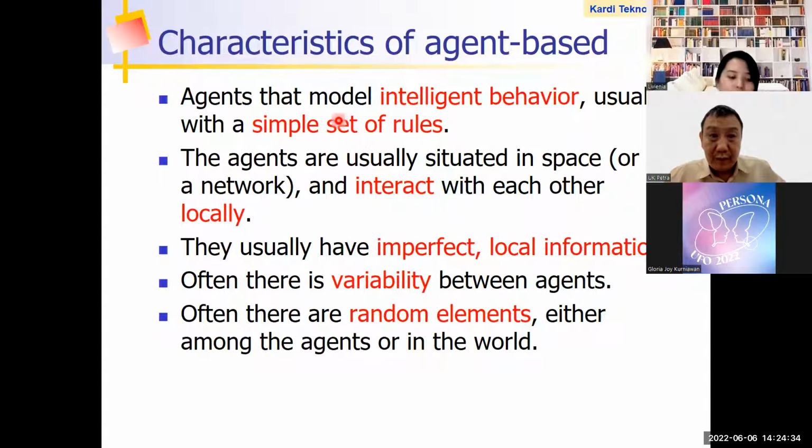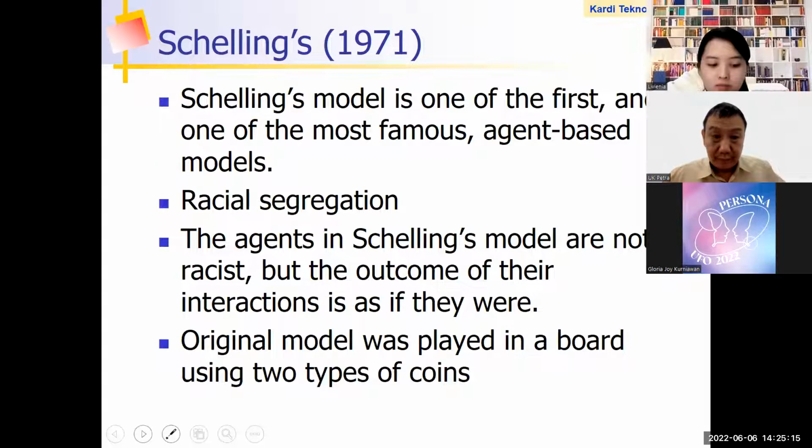So the agent model shows intelligent behavior, but only with a very simple set of rules. You decide the rule. If you want to apply it, it is you who decide the rule. And the decision of each agent is only based on local information. You can create random elements between the agents, so that they can interact within the space.